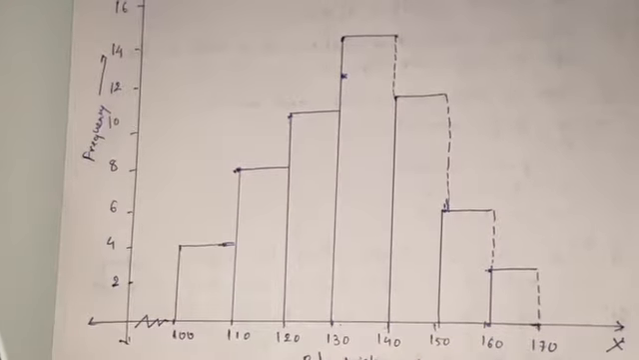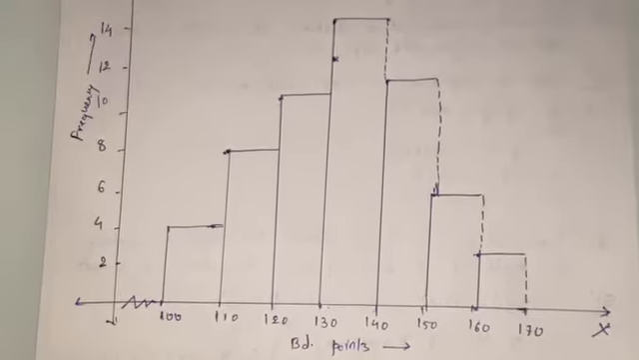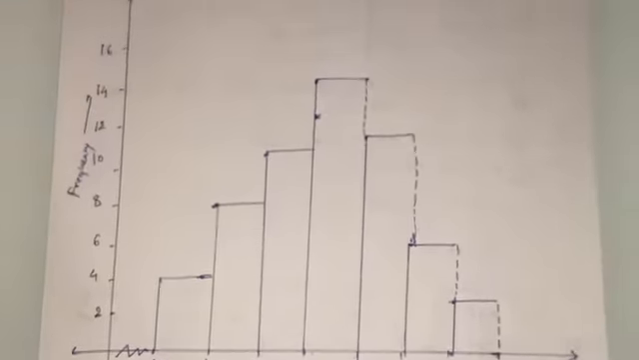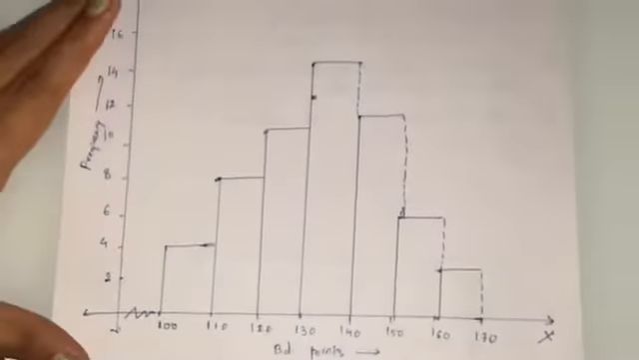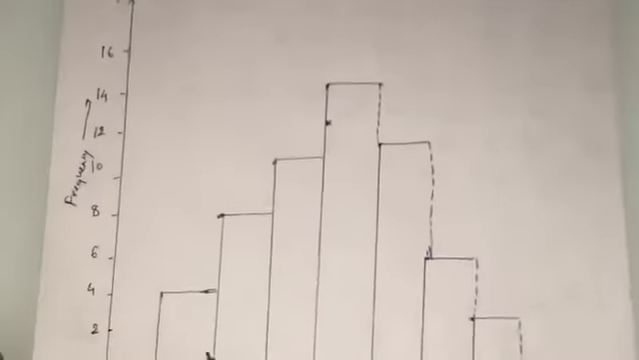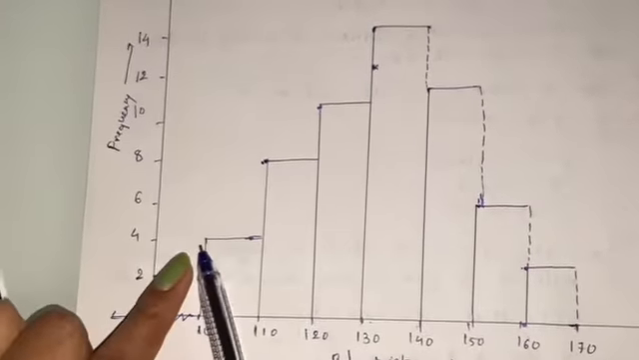You will be having classes and frequency, and for that you require the lower boundary points that you have to write down on x-axis, and your frequency will be on y-axis. Then you have to mark first all the points, and then you have to start from left to right.